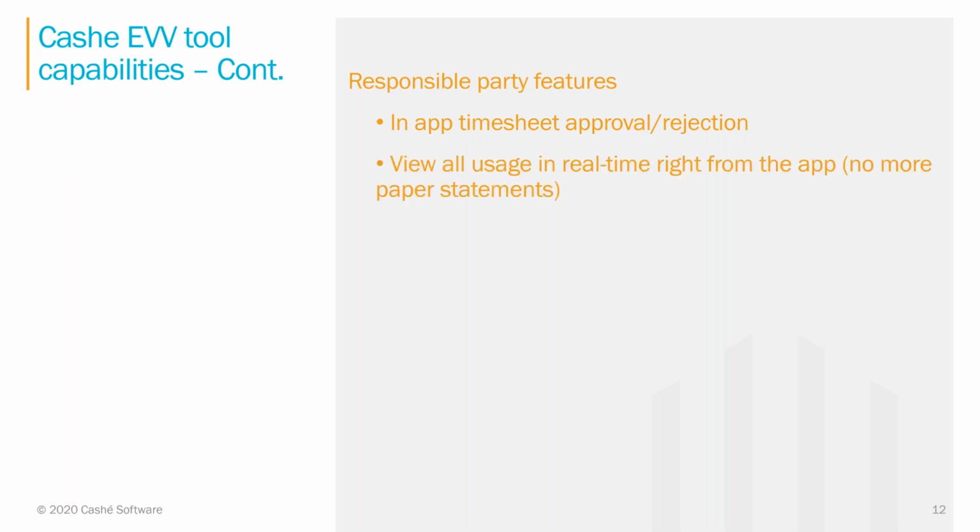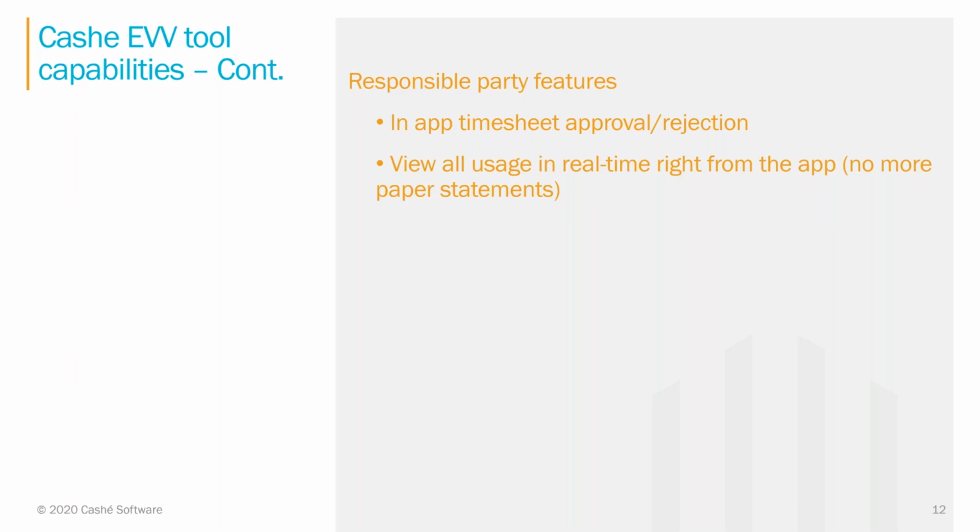Viewing all usage in real time in the app. Historically, to manage the services, the client or responsible party would rely on paper statements from the agency for usage. They would receive these by mail and would typically be several weeks behind the last usage documented. The operative word is historically. With an in-app real-time view of usage, they'll be able to see the use right in the palm of their hand when they want to look at it.